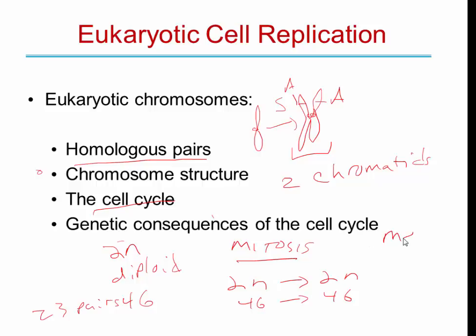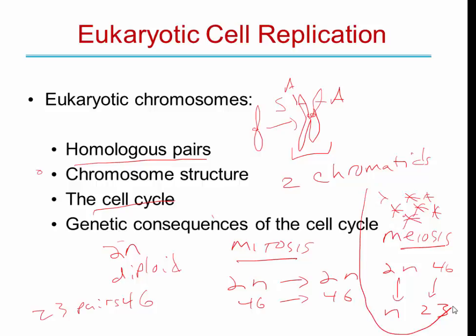Meiosis, we start out with 2n, which is 46 chromosomes. We go down to n, which is 23 chromosomes. That's the whole point of meiosis. And because we're talking about genetics and how alleles segregate, how independent assortment occurs, all that kind of stuff, this is our big deal right here, meiosis.